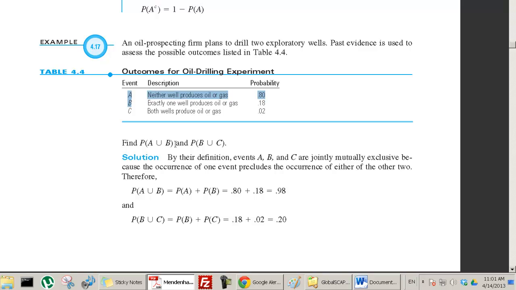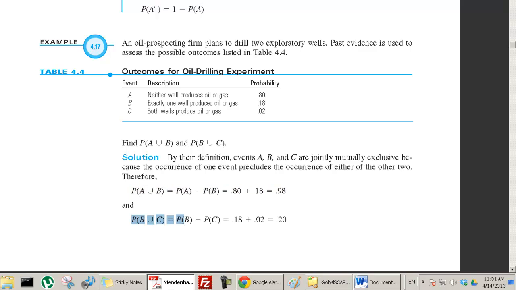So if we want to calculate this, we can use this simpler rule, which says that it's just the probability of A plus the probability of B. That's what they do. The probability of A plus the probability of B. That's 0.80 plus 0.18, which is 0.98. So the answer to this one is 0.98.